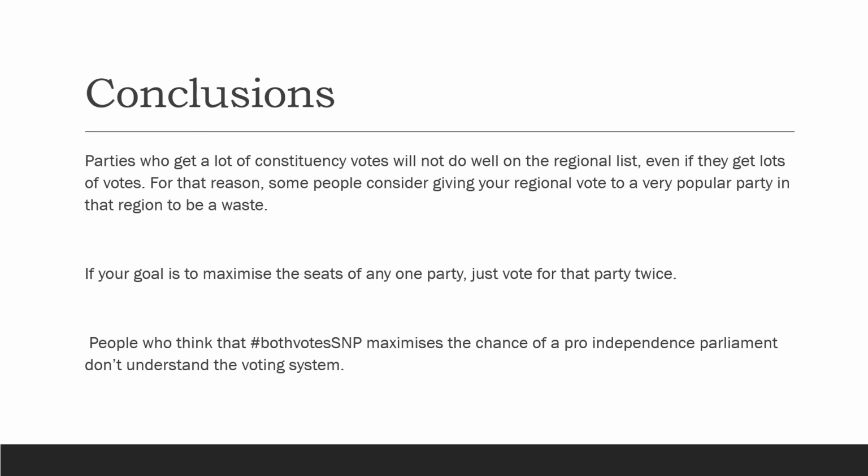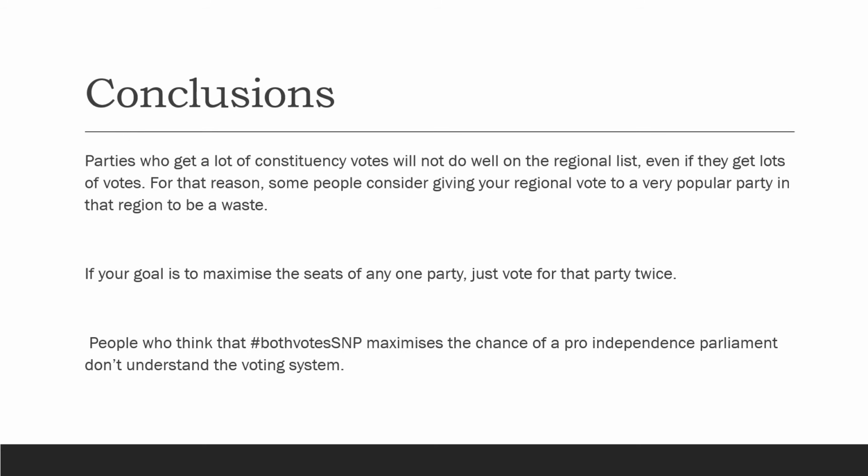That's why, on that graphic earlier, we saw that in 7 of the 8 regions the SNP either got 0, in fact in 6 of the 8 regions the SNP got 0 regional MSPs despite getting almost 1 million regional votes. Because they had too many constituency MSPs, their votes were divided too much. If your goal is to maximise the seats of any one party, just vote for that one party, obviously.